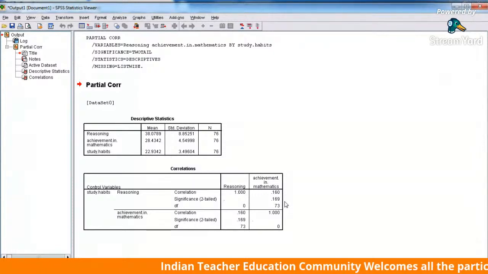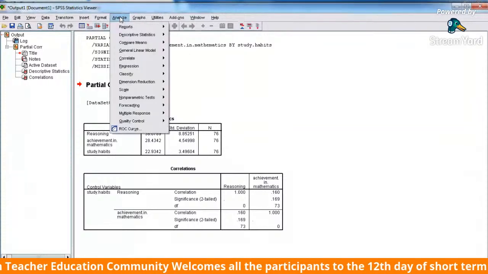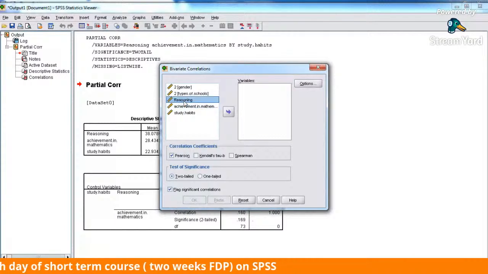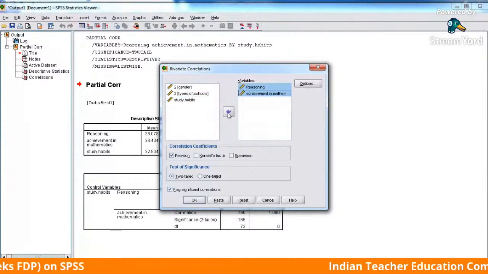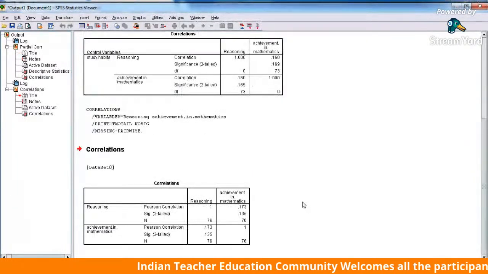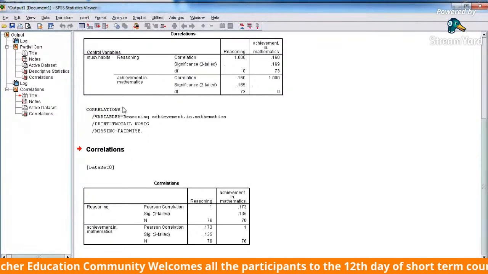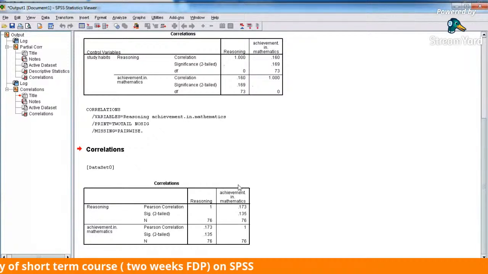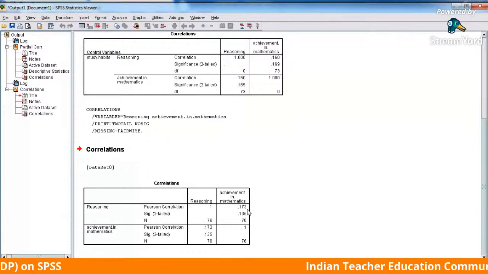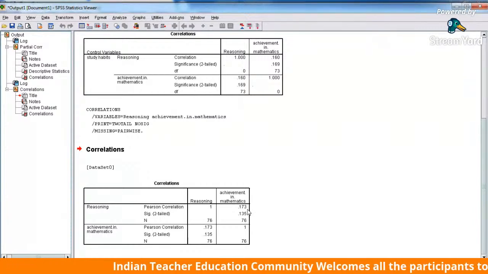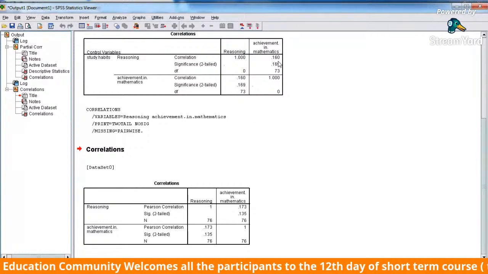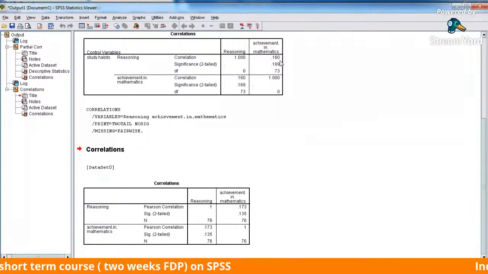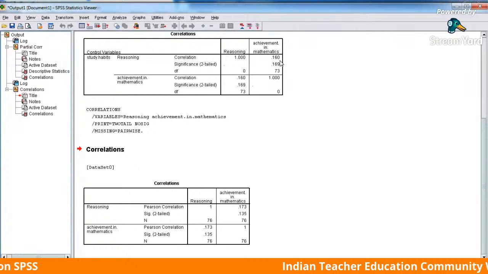Now let me just calculate the correlation between the achievement and the reasoning, and I will show you what change it will make. Now see, when the study habit is not partialed out, then the correlation between reasoning and achievement was 0.173. But when you controlled the study habit, then the correlation comes out to be 0.16. So when you have controlled, now just see the correlation between the reasoning and achievement in mathematics has decreased.